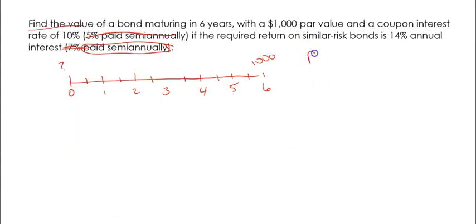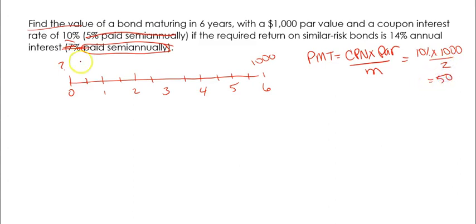So let's calculate the payment. Remember that is coupon rate times par value divided by compounding frequency. The coupon rate is 10% times the par value of 1,000 divided by 2. That's $50. So you receive $50 every 6 months for 6 years, and you receive $1,000 upon maturity.